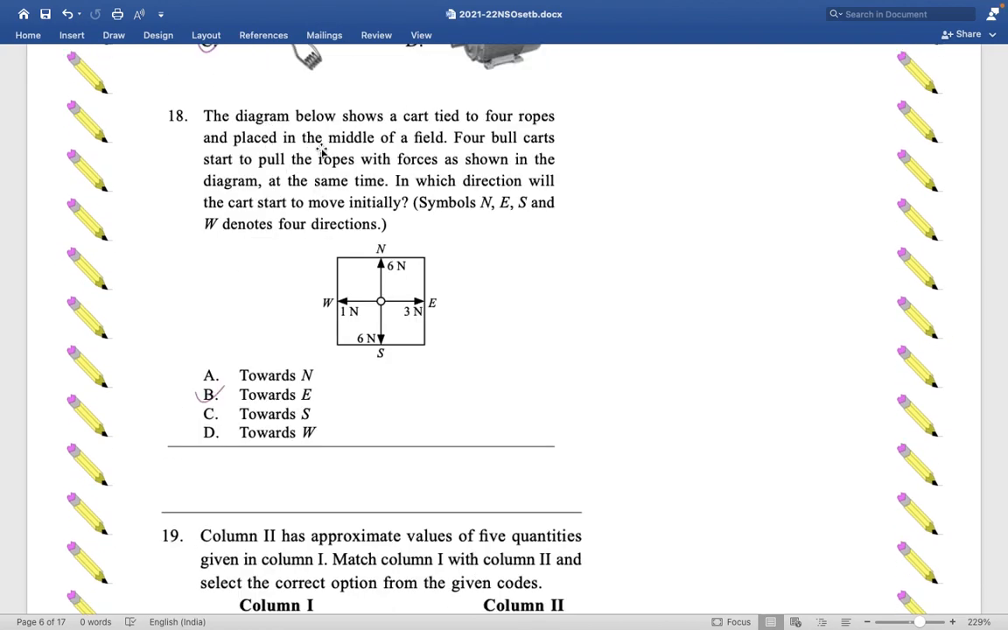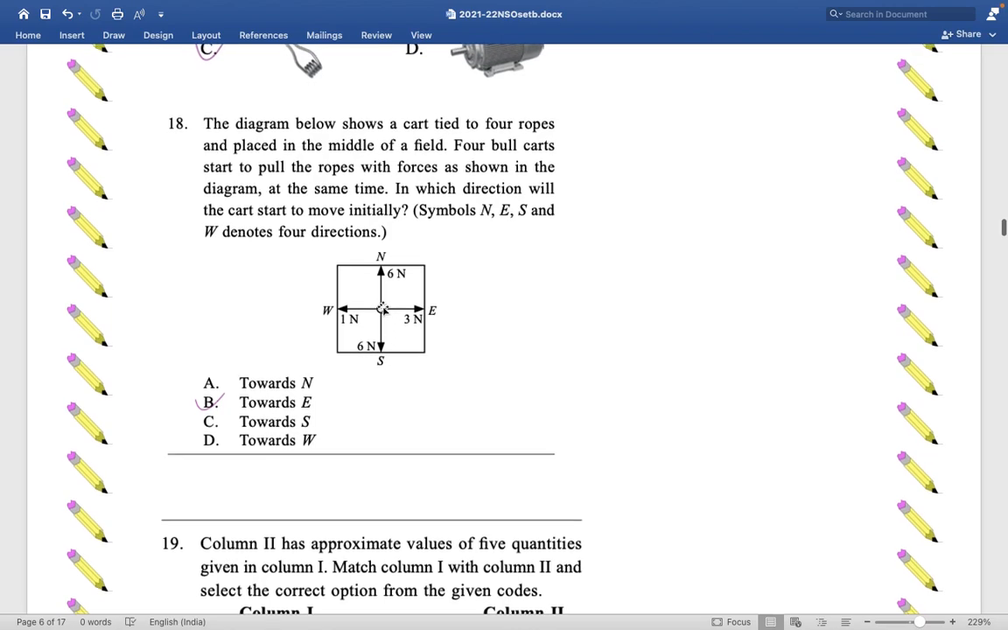In question number 18, we see that the cart is tied to four bulls: north, east, south and west. Here, north and south have equal force, so the cart will not move in either the north or south direction. Since the pull towards east is more than the west pull, the cart will move towards east. So B is the answer.